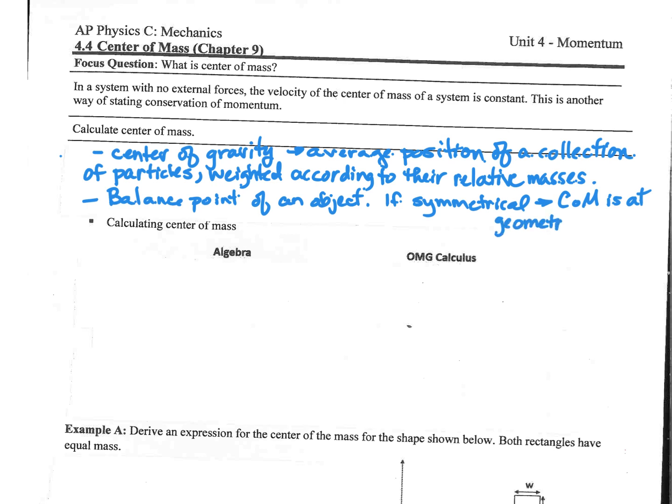Now, there are two ways we can calculate the center of mass. The easy way, which is the algebraic way, which means that the x-coordinate of the center of mass is going to be the sum of all the masses times their location, divided by the sum of the masses. The y center of mass is going to be the same thing, except for y's. The sum of the masses times their y coordinates divided by the sum of the masses.